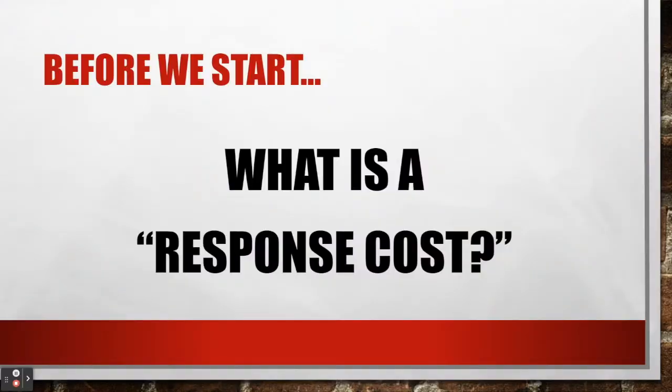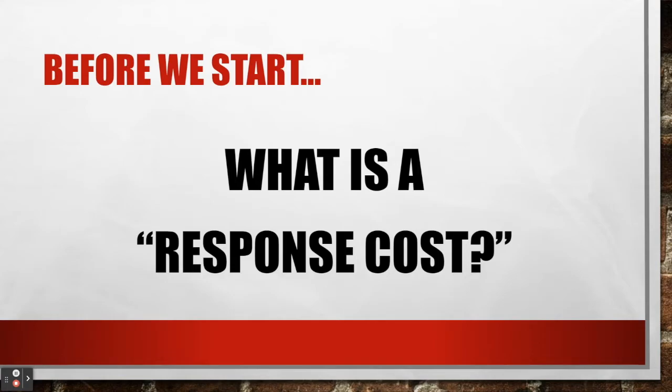Before we start doing that, let's get into the idea of what is response cost. In short, response cost is just a way to shape behavior by removing something positive from the child after he or she has demonstrated the negative behavior that you are attempting to change. Now, one way we can do this is with the response cost strip intervention that we're about to go over.